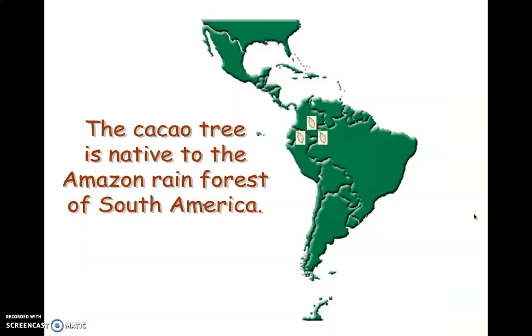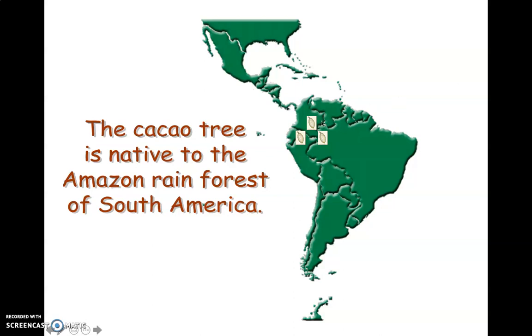So the cacao tree is native to the Amazon rainforest in South America. Not exactly sure where it came from specifically, but we know it came from this region. And then it got transported out from there. It was transported north into Central America and then into Mexico. And then it was shipped from here over into Spain.